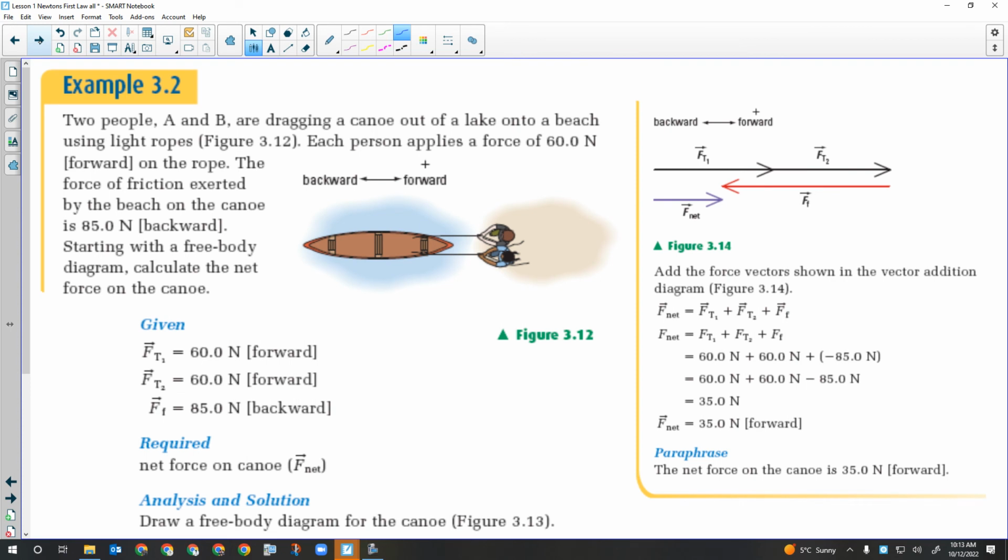Okay. Oh, it's just another free body diagram. Okay, we'll get to that.